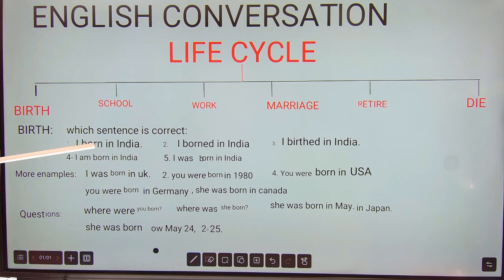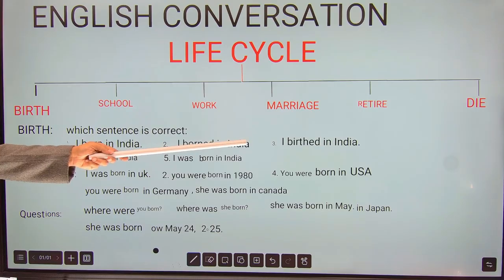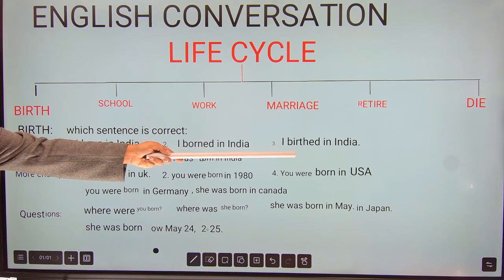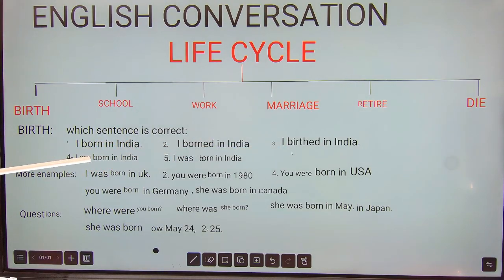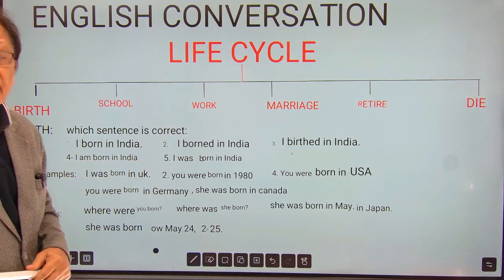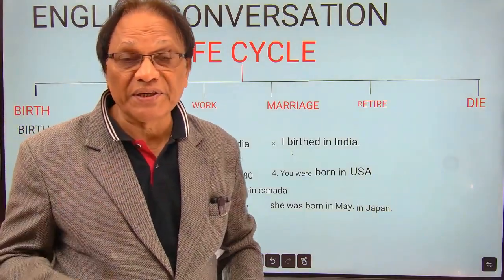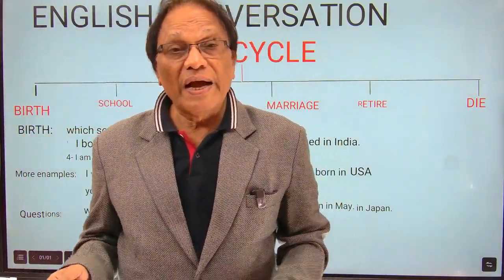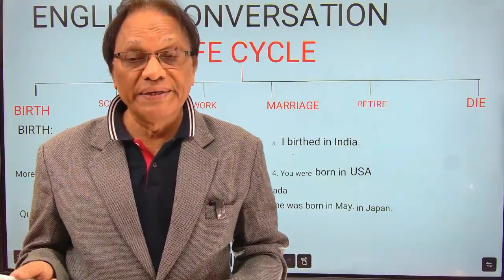Number 1, I was born in India. Next one, I born in India. Then, I birthed in India. Then you have, I'm born in India. And, I was born in India. Which is the right one? There is just one right sentence here. I was born in India.